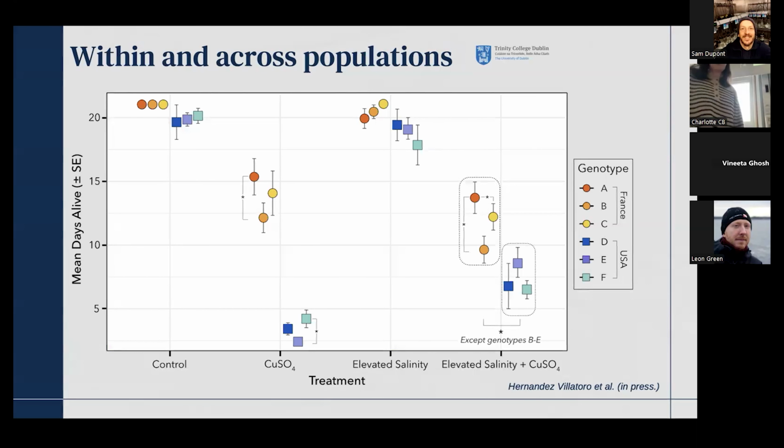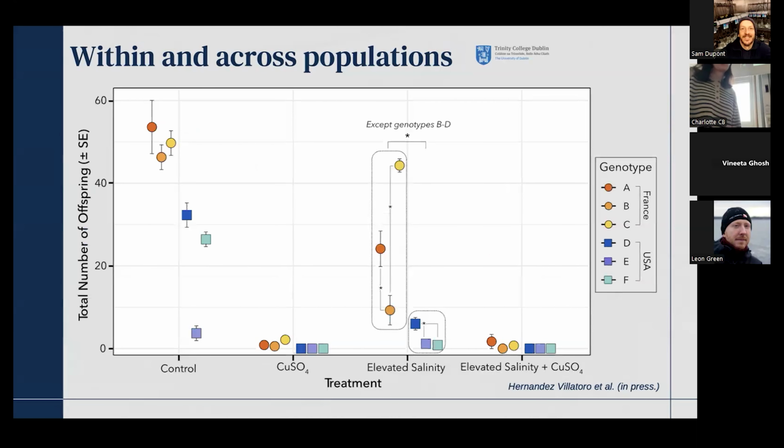And if we look at the total number of offspring, which is a common performance trait in Daphnia magna, we see that these intra-population differences are even more pronounced. So that was a really, really cool finding, which made us want to investigate what happens at the genetic level in the context of multiple stressors.